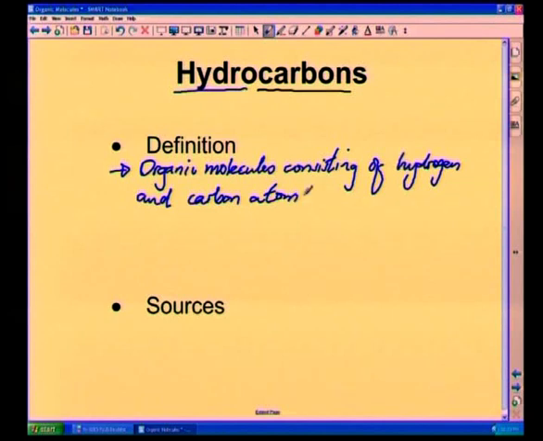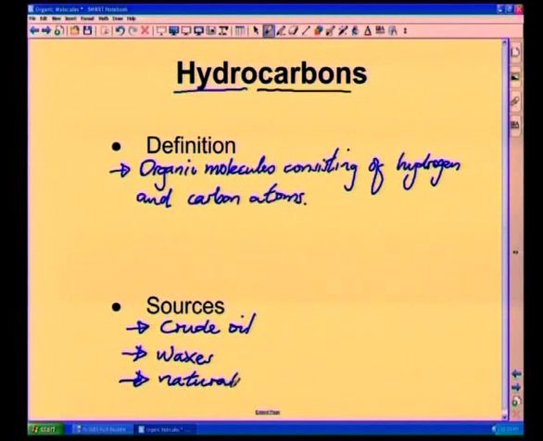Okay, bonded together, of course. Now, where do we find this type of molecules? We find this type of molecules in things like crude oil. We can also find these molecules in substances like waxes. We can find them occurring as natural gas as well. Okay, so these are the sources of organic molecules, the hydrocarbons that we're talking about.